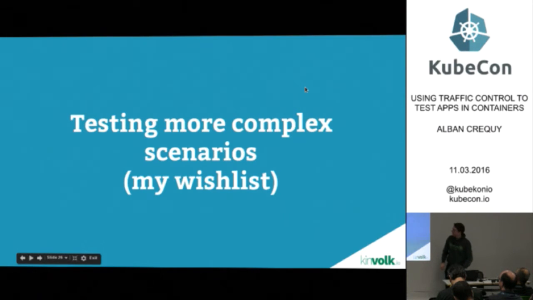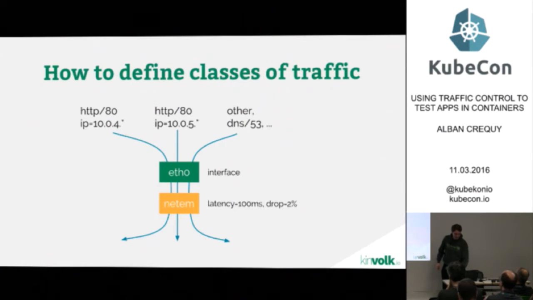That's the last demo, but I kind of have a wish list of things I would like to have to be able to test more complex scenarios. For example, in these demos, I only have one queuing discipline, netem, installed on the network interface. But sometimes I have different kinds of traffic, like HTTP to this IP address, or HTTP to that other IP address, or DNS, or something else. And all of this traffic goes to the same queuing discipline with the same properties, in this example with some latency and 2% packet drop.